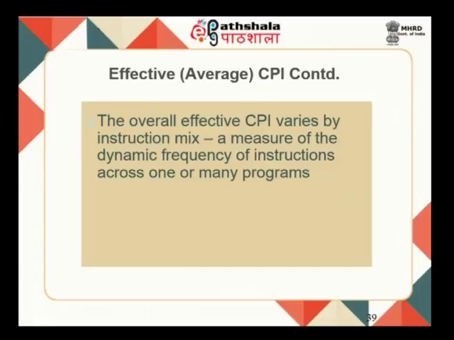So, the overall effective CPI varies by instruction mix. When you have different instruction mixes, suppose one particular class of instructions constitutes 50% of the program, then you might have a different CPI value. If the same class constitutes only 30% of the instructions, you may obviously have different CPI values, because the CPI values are not identical for each class of instructions. This average effective CPI is a measure of the dynamic frequency of instructions across one or many programs.